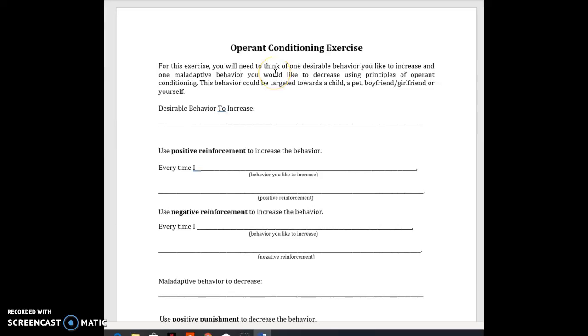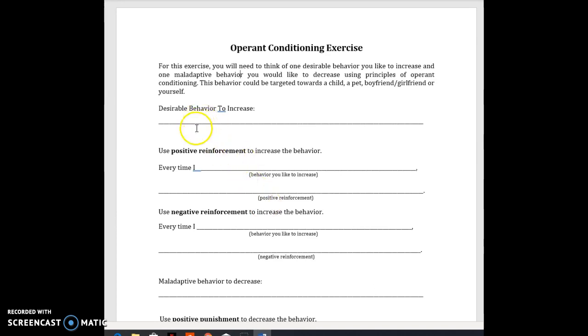Hi everyone. This week you learned about a type of learning called operant conditioning. What we're going to do in this exercise, in this assignment, is to apply the concepts that you have learned into your everyday life. For this exercise, you will need to think about a desirable behavior that you would like to increase and one maladaptive behavior you would like to decrease. We're going to use positive and negative reinforcement and punishment in order to increase and decrease a behavior.